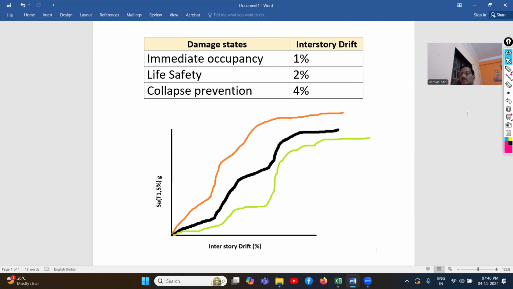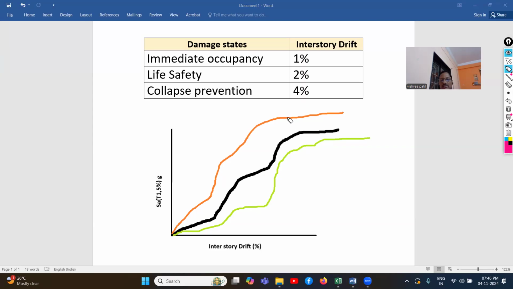As a sample, in the figure there are three IDA curves, incremental dynamic curves. On the y-axis there is the spectral acceleration, which is an intensity measure, and on the x-axis it is the interstory drift. These three IDA curves are obtained when three different ground motions were applied with increasing intensity on the structure.